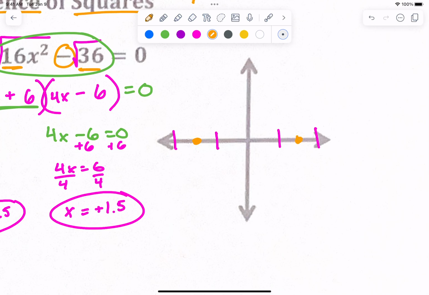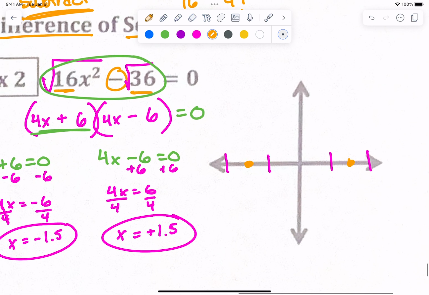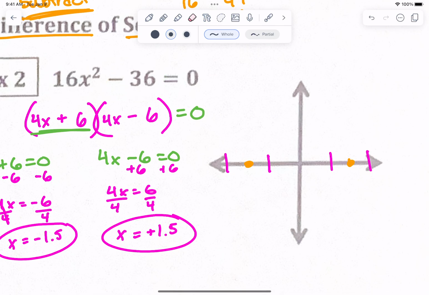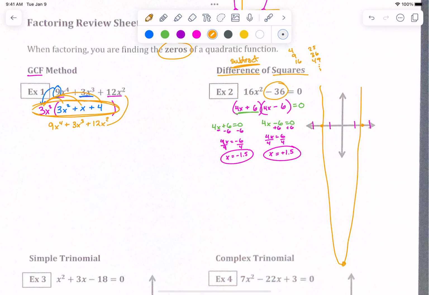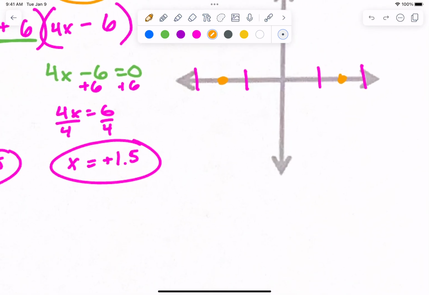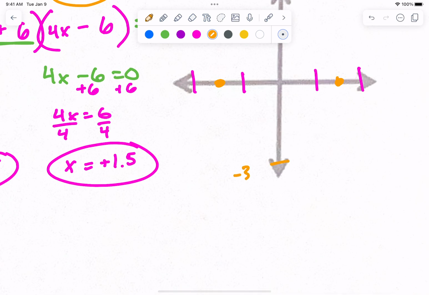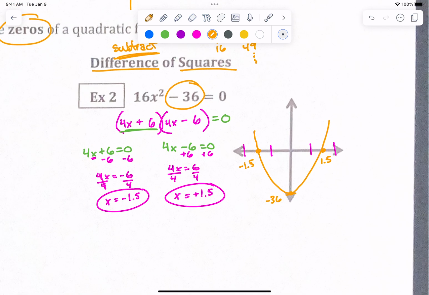Now, what is the y-intercept? Go back to the original. Negative 36. So this y-intercept is all the way down here, and that's what it looks like, right? That's my parabola. Something like that, that big smiley face. If you want to just mark negative 36 right here, and not have it be crazy weird, this is 1.5 and this is negative 1.5. So your units won't be quite right, but that's what it will look like, right?